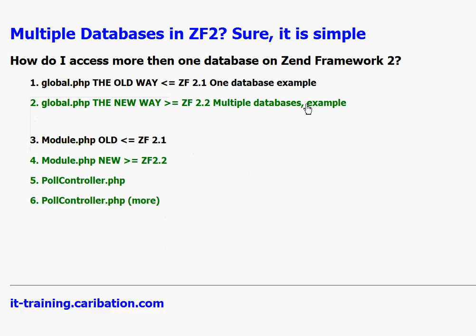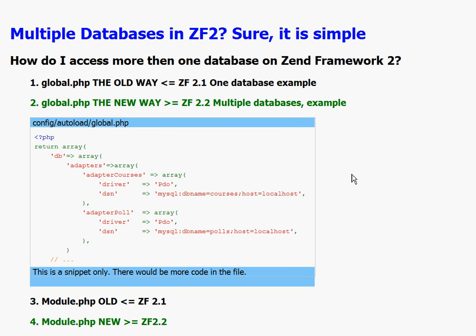In the current version, Zend Framework 2.2, the global.php, if you want to have two or more databases, looks like this. There is still the DB key, but it has a subarray, adapters, in plural, and the adapters subarray has as many adapter arrays as many databases you want. In my example, two. I gave them two identifiers, adapter courses and adapter poll, because I have two databases called courses and poll.